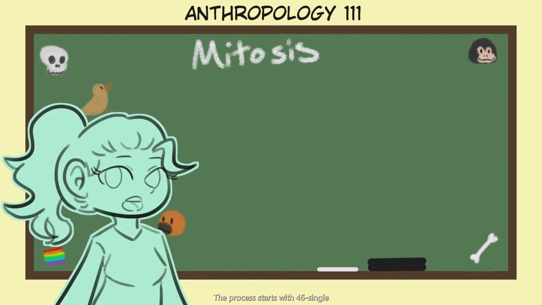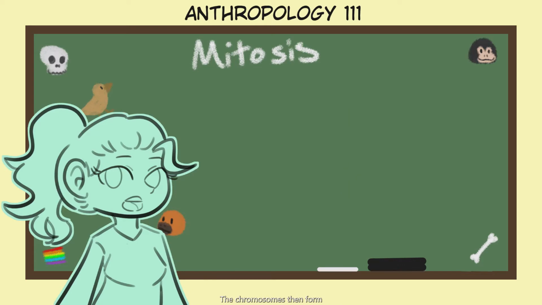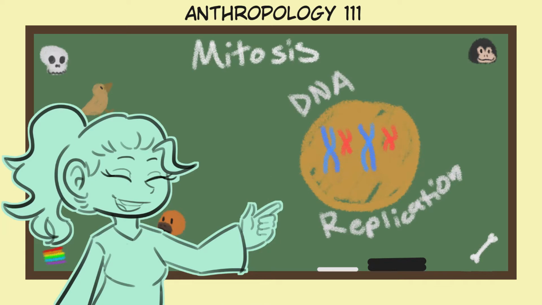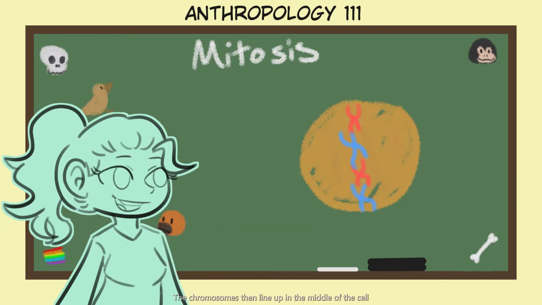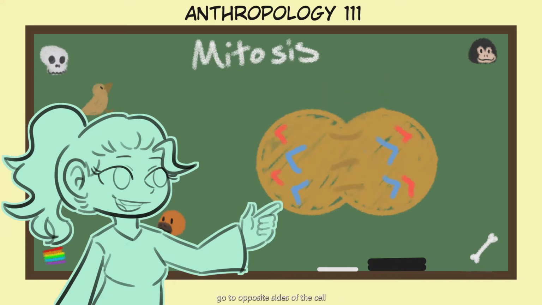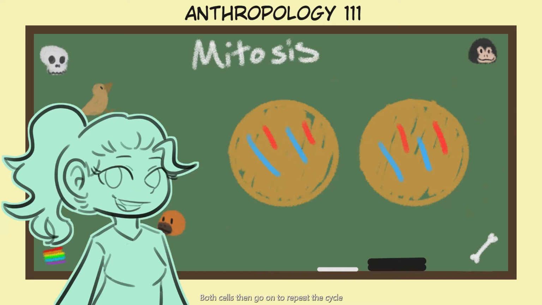The process starts with 46 single chromatid chromosomes in the cell. The chromosomes then form double chromatid chromosomes via a process called DNA replication. The chromosomes then line up in the middle of the cell, each split in half at the centromeres, go to opposite sides of the cell, and the cell splits apart at the middle, creating two of what's called daughter cells. Both cells then go on to repeat the same cycle as they both now have 46 single chromatid chromosomes once again.